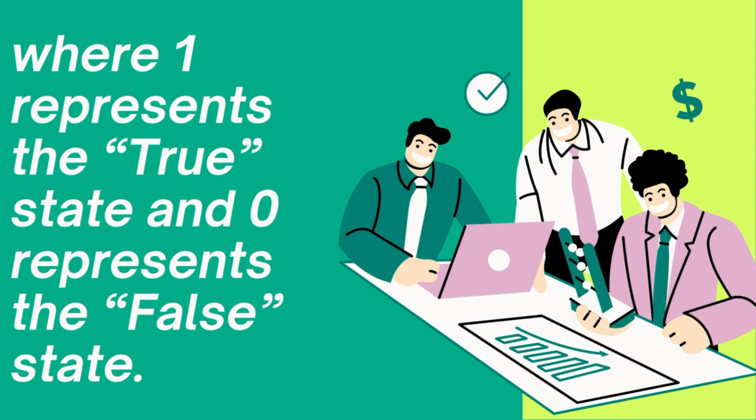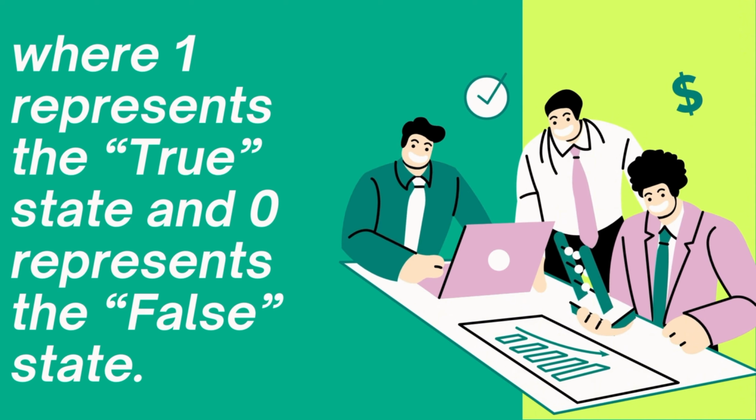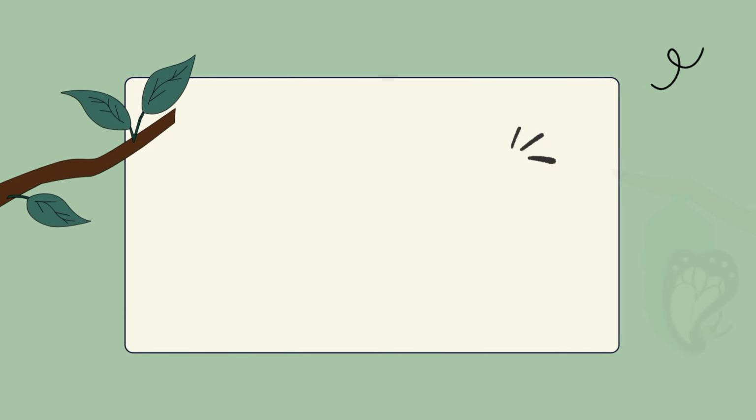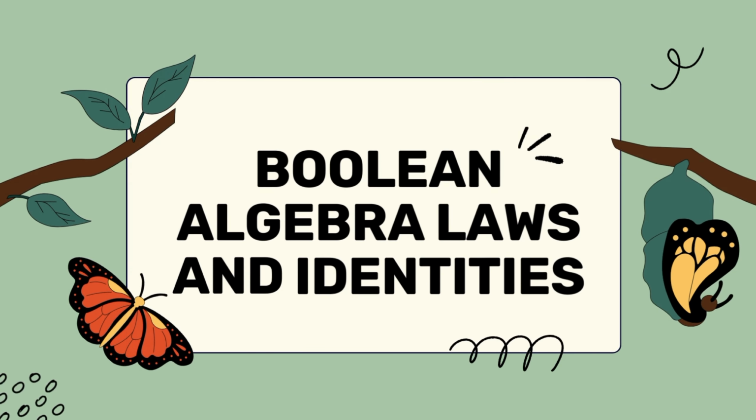Boolean logic allows only two states of the circuit, such as true and false. These two states are represented by 1 and 0, where 1 represents the true state and 0 represents the false state. Boolean algebra laws and identities.